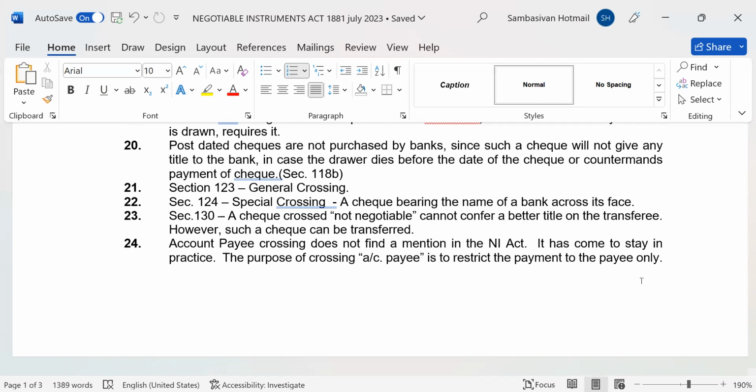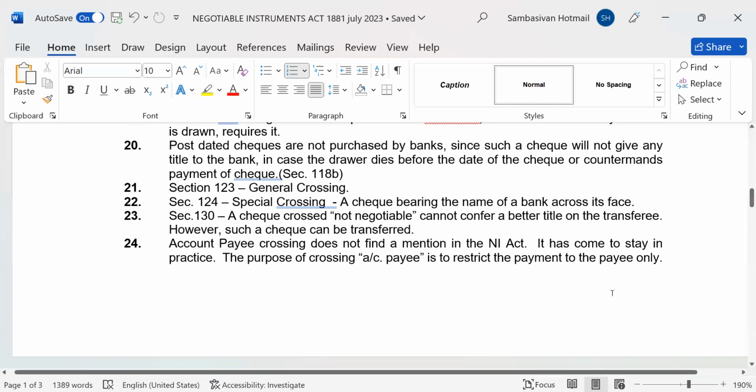Section 130, a check crossed not negotiable cannot confer a better title on the transferee. However, such a check can be transferred. Account payee crossing does not find a mention in the Negotiable Instruments Act. It has come to stay in practice. The purpose of crossing account payee is to restrict the payment to the payee only.